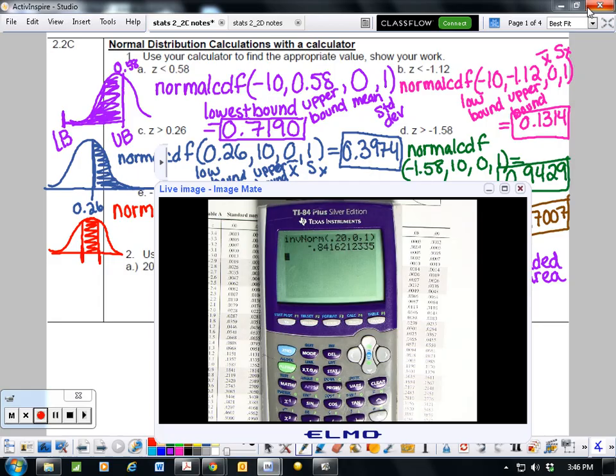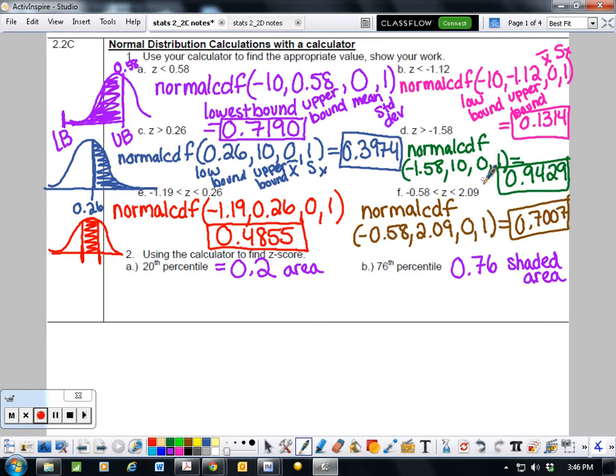So now, down here, I would go ahead and write down exactly what I typed. So this would be an inverse norm. Helps if I spell norm correctly. My area, my mean, my standard deviation, and that gives me a value of negative 0.8416.